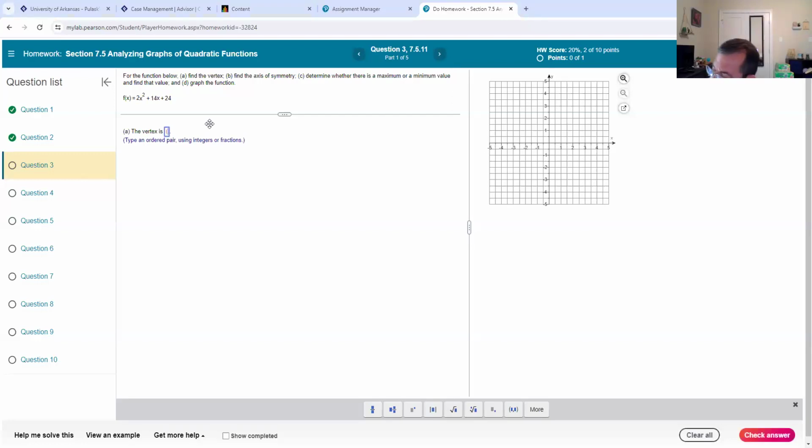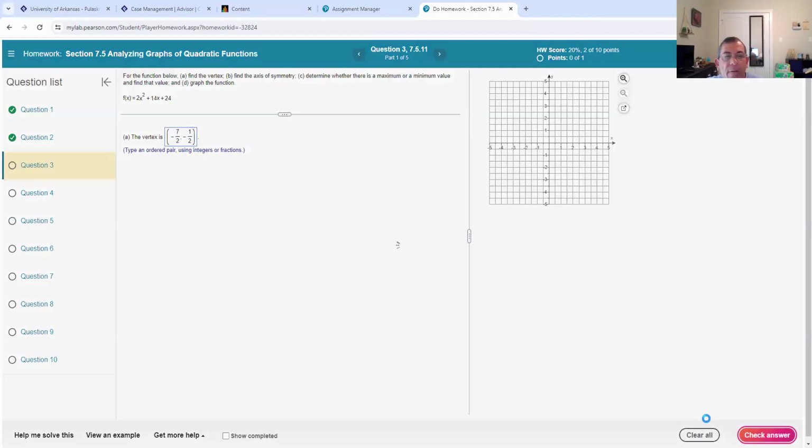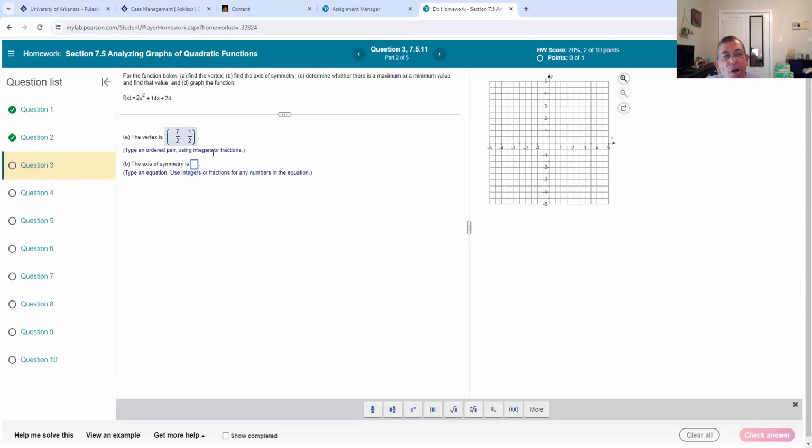So in parentheses, negative 7/2, so that'd be negative 7 divided by 2, arrow right, comma, and then I got what, negative 1 divided by 2, arrow right, and put my parentheses. All right, at that point, we check our answer. All right, y'all, so this is on y'all. What I want to know is, what is my axis of symmetry?